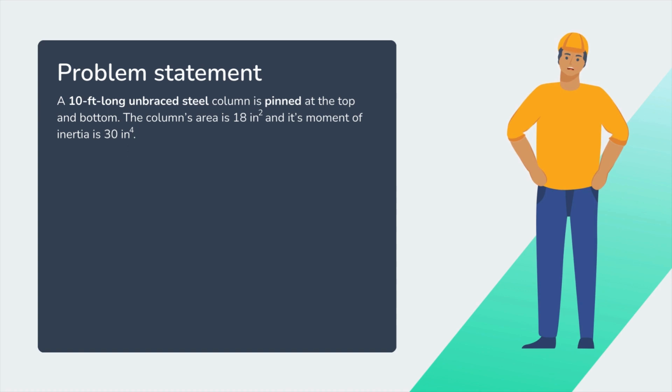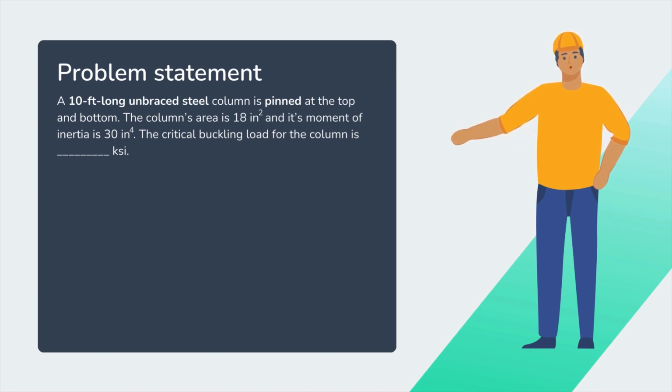Our goal is to find the critical buckling load for this column, expressed in thousands of pounds per square inch, or KSI, and we'll round our answer to the nearest whole number.